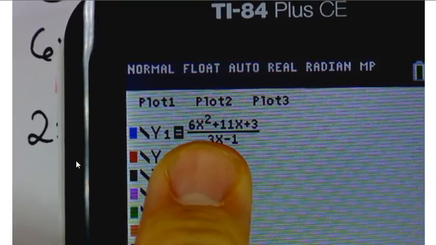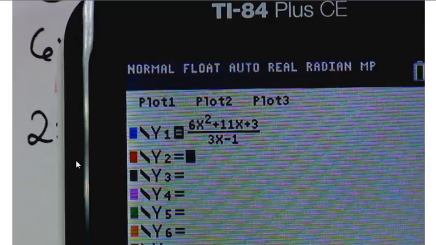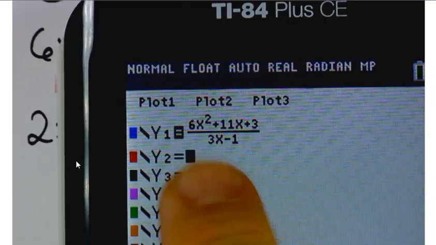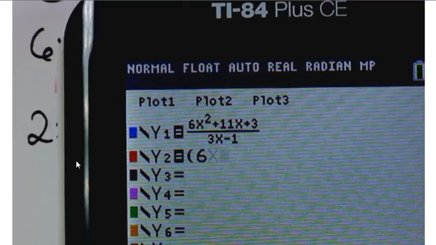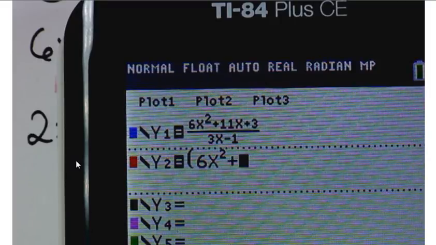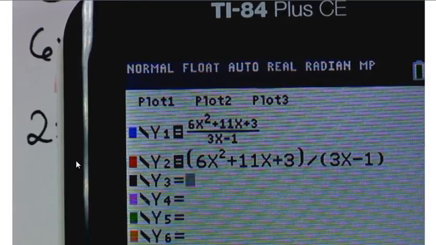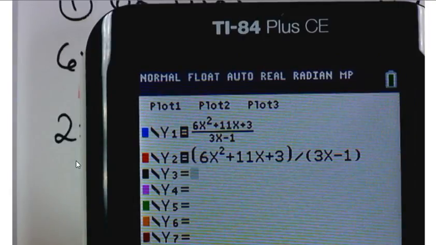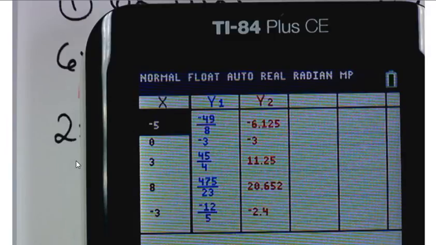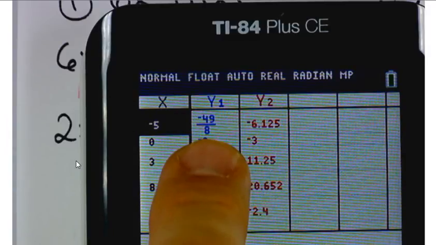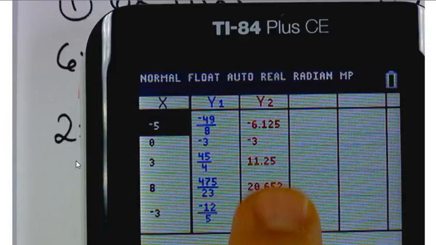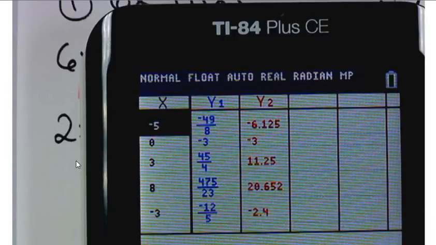Now if you don't have that feature, if you got a TI-84, your calculator can be updated to have that feature. Or the other possibility is just type it in as normal. 6x squared in parentheses plus 11x plus 3 divided by, again, parentheses 3x minus 1. So it might change the look of our output, but it's not going to change our outcomes. So when we go to our tables, we see that in the one case we get fractions, in the other case we get decimals. But in either case you can tell what's positive and what's negative.